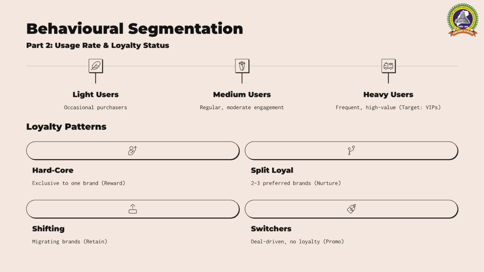Here we have four main groups. First one is hardcore loyals. These are the people who always buy one brand. Think of Apple iPhone loyalists who would never consider another brand.